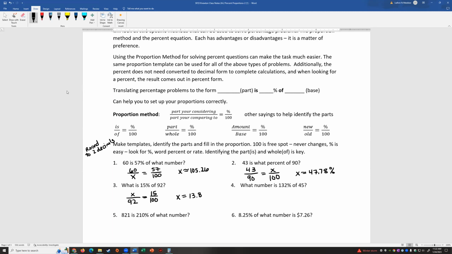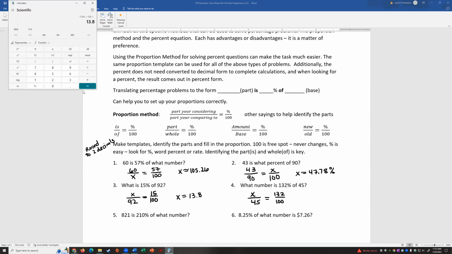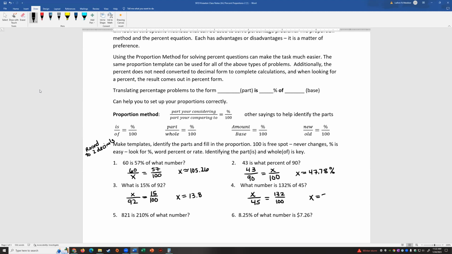And then this is what number is, so we don't know our is, of 45. So that's our part, or excuse me, our whole. And then we're doing 132% over 100. Just to note, anytime your percentage is more than 100, the top number is going to be bigger than your bottom number, just so that you can see that you're doing things right. So 45 times 132 is 5,940 divided by 100 is 59.4. Again, did not have to round to the 2 decimal places.